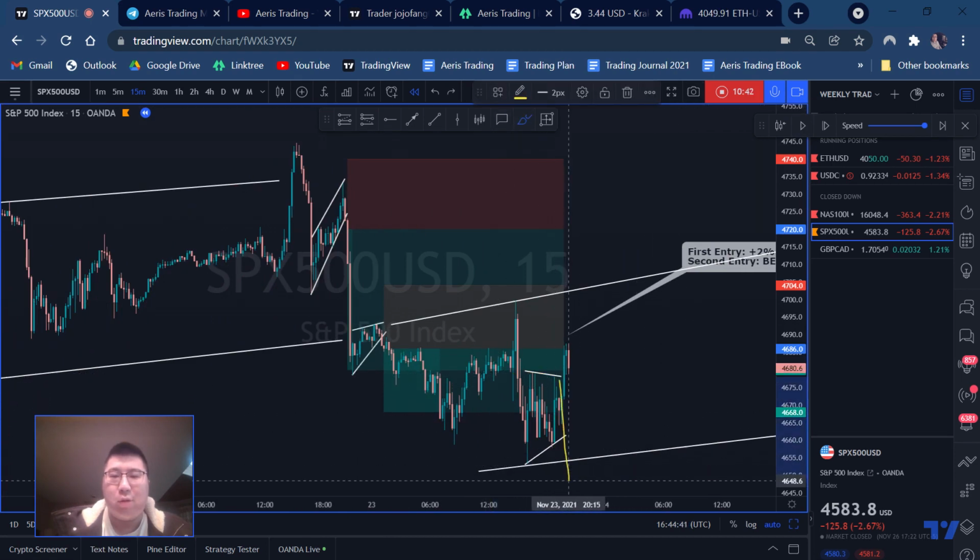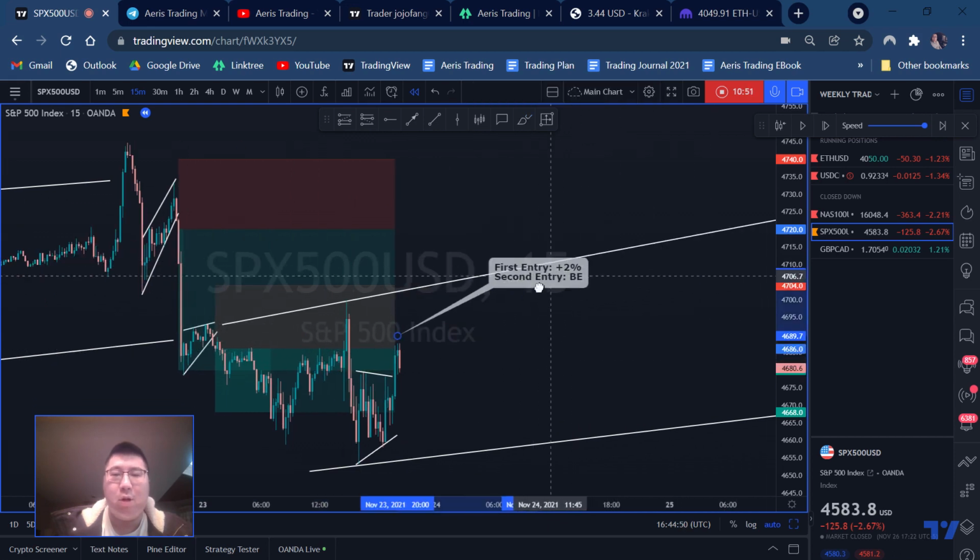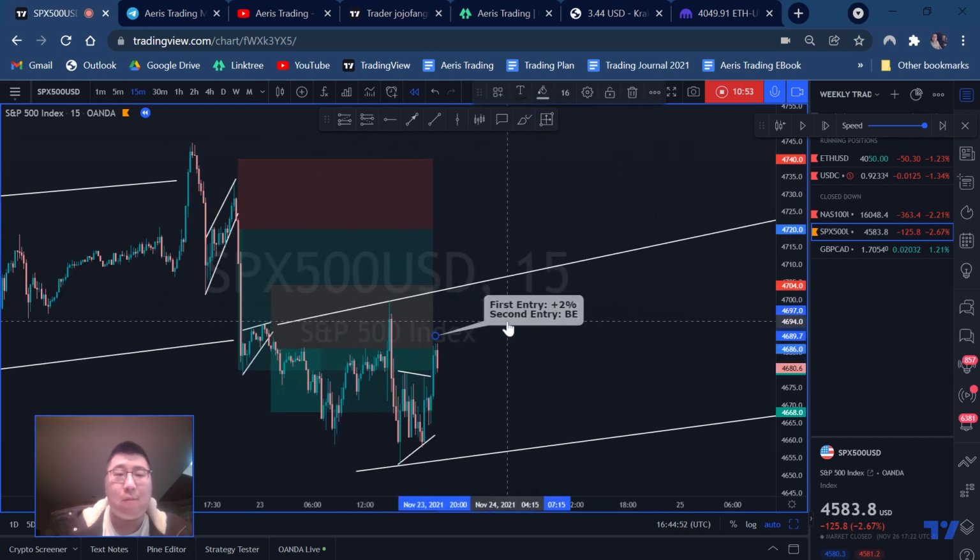It just didn't really push down, instead it pushed up. So all I can do is, for my second scale in entry, I move into break even. And at first entry here I secured about 2% or so. So total two positions got off for 2% profit here. Again, pretty okay with the result. I wouldn't know what will happen later on.